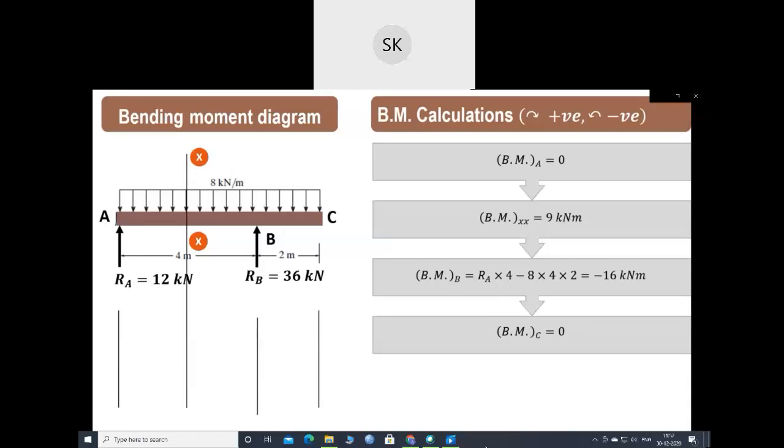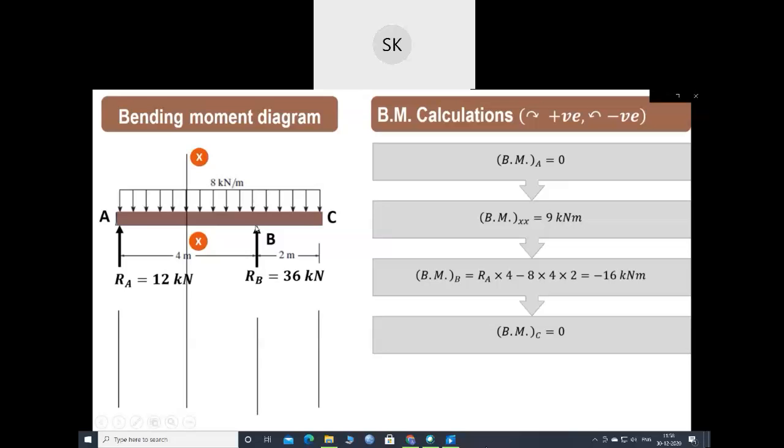Now the bending moment calculations that we'll perform over here. At the end points of the simply supported beam, the bending moment is 0. So at A it is 0. Similarly, bending moment at C also is equal to 0. The convention that we are using is clockwise positive and anti-clockwise negative. Bending moment at section XX, that is the point of zero shear, already we have calculated, it is 9 kilonewton meter. Now we have to find out what will be the bending moment at point B.